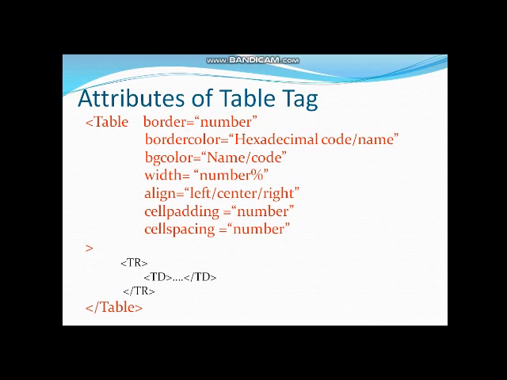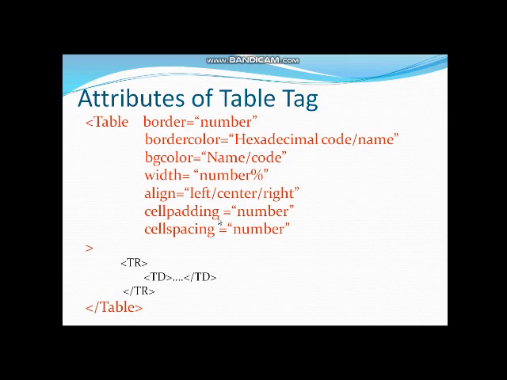If you want more size, you can increase the width. Okay, then align is used for your alignment. There are 3 alignments. Left for aligning the table to the left part, center for aligning the table to the center part, and right for aligning the table to the right part of your window. Okay, so this is your align.